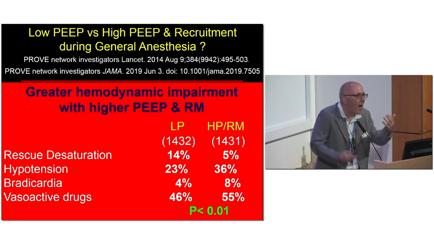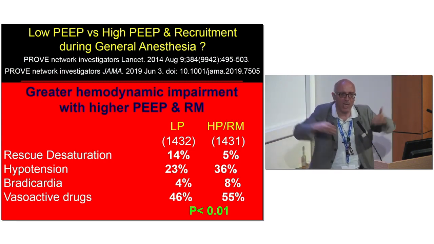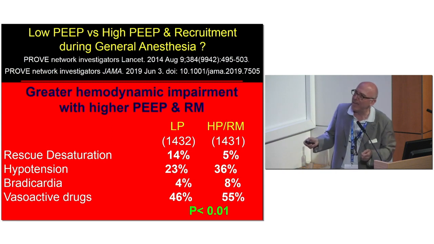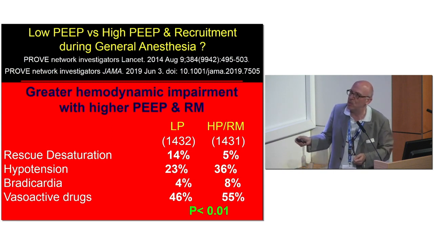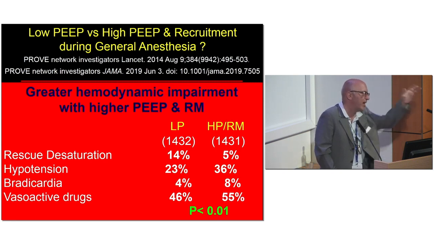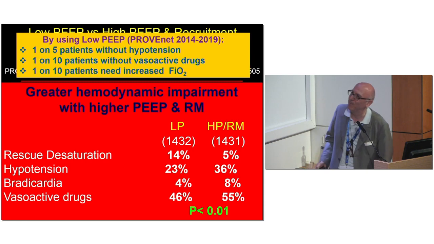So why apply 20 of PEEP according to the transpulmonary pressure? If with just 12, you have much more negative hemodynamic effects, and to correct the desaturation it is enough to increase the FiO2 from 0.5 to 0.6. So don't use a high PEEP in obese patients during surgery. Just increase the FiO2. Only in very few patients do you have to increase PEEP higher than 5. And if you want more details, you can have a look at the paper.